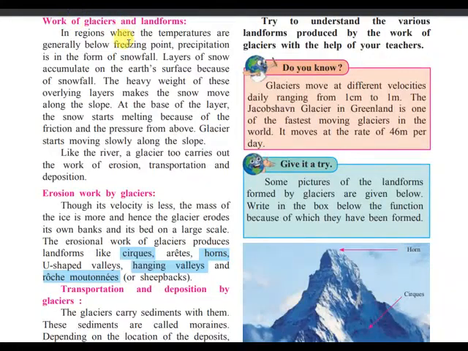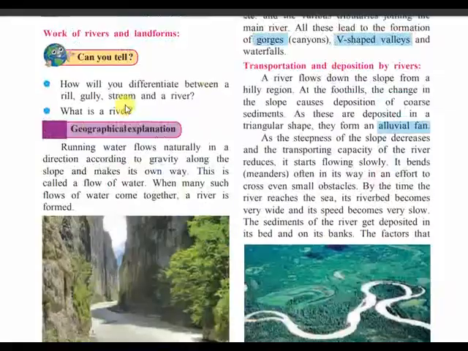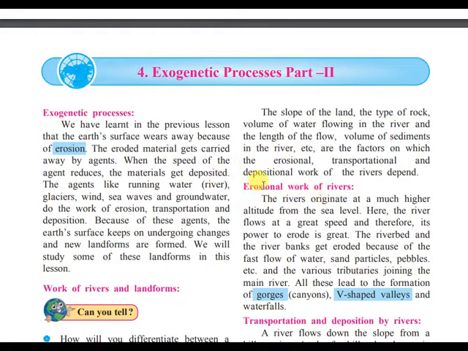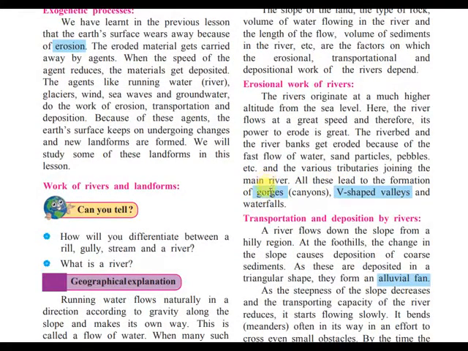This is the second lecture of chapter 4, Exogenetic Processes part 2. पिछले पार्ट में हमने देखा कि कौन से नए टाइप के लैंडफॉर्म्स फॉर्म होते हैं एक्सोजेनेटिक प्रोसेसेस की वजह से अर्थ के सरफेस पे। उनमें से पहला था इरोजनल वर्क की वजह से तैयार होने वाले लैंडफॉर्म्स, the work done by the erosional work of the rivers and which types of different landforms were formed.